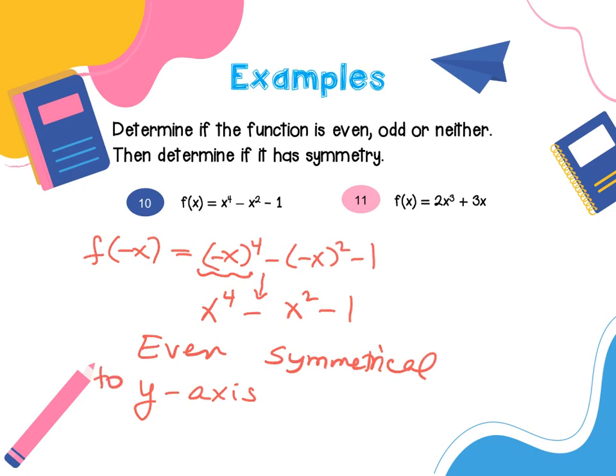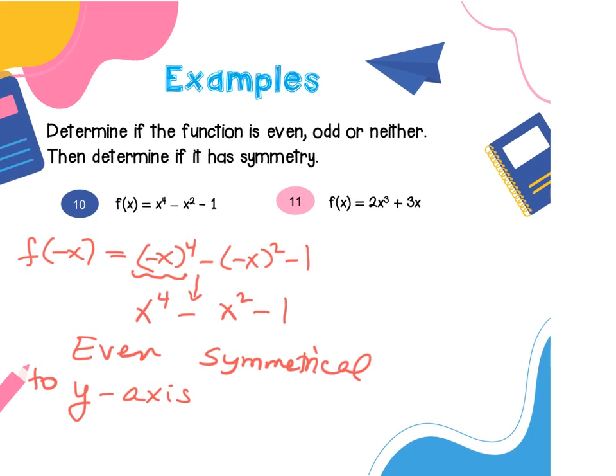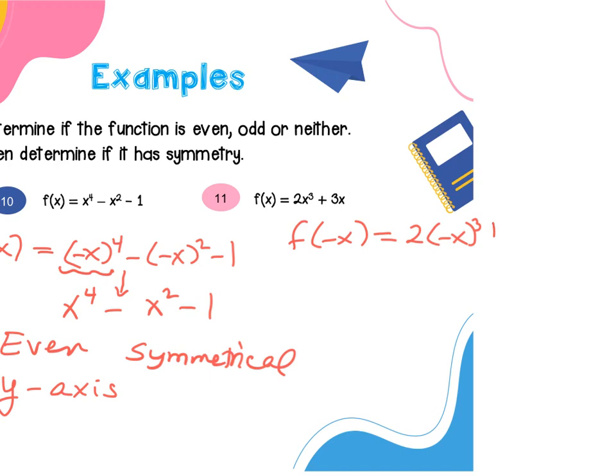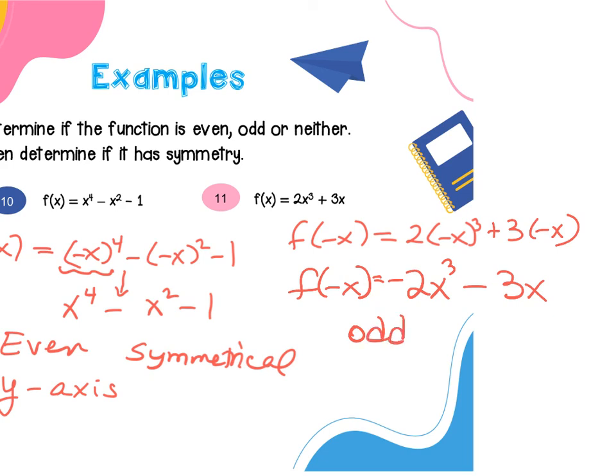Then the last one on this part of the notes, again, replace x with negative x. So 2 times negative x cubed plus 3 times negative x. Again, a negative number or a negative variable raised to an odd exponent becomes negative. And then positive 3 times negative x becomes negative 3x. Notice both signs went opposite, so this one is odd, and it's symmetrical to the origin.